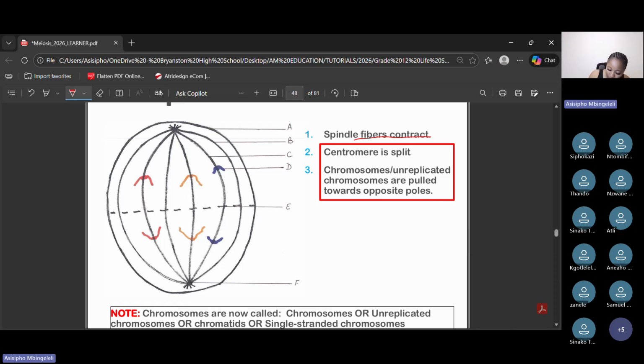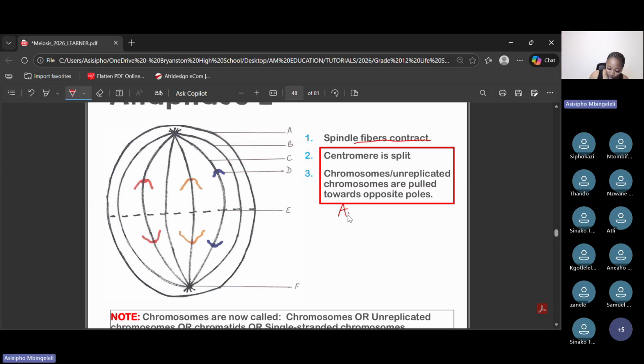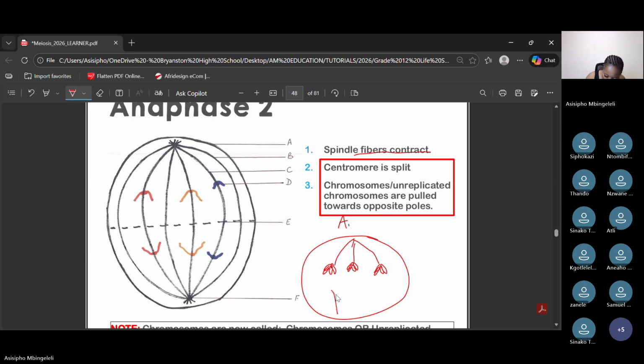Let me remind you of how the diagram was in anaphase 1. In anaphase 1, we had the whole chromosome being pulled to the opposite pole. So this was the whole chromosome, and that's my spindle fiber. This is another whole chromosome. That's another chromosome. Then this side, we had another chromosome, and another chromosome. I'm writing very fast.